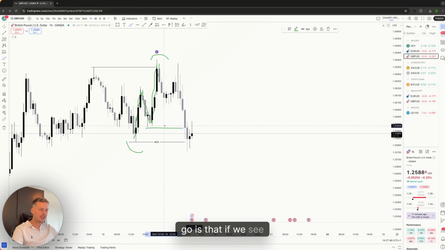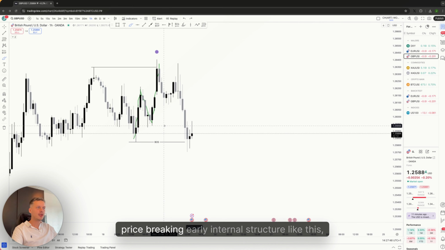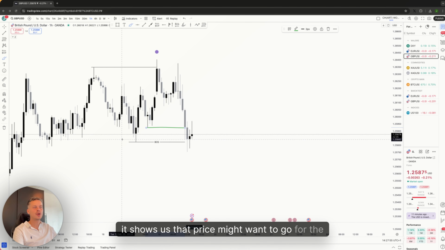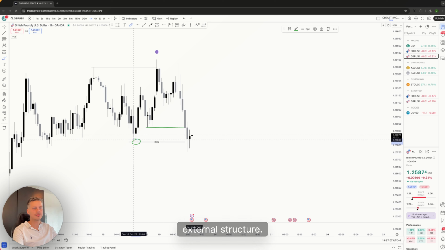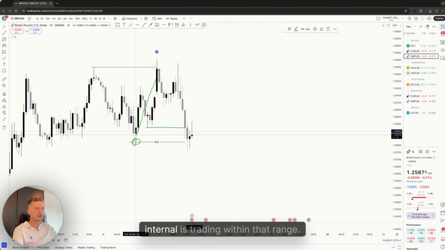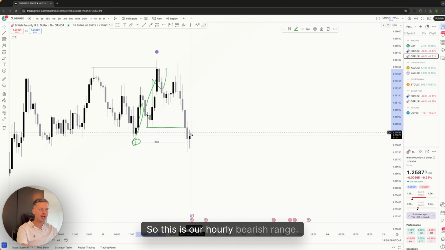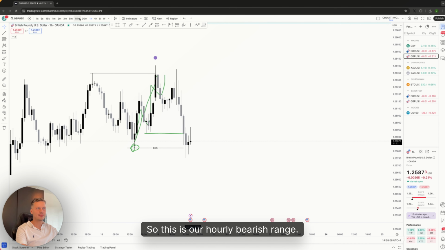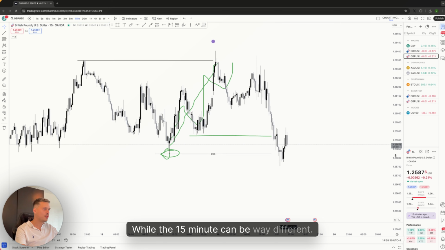If we see price breaking early internal structure like this, it shows us that price might want to go for the external structure, right? External is the main range, and internal is trading within that range. So this is our hourly bearish range. Well, the 15-minute can be way different.